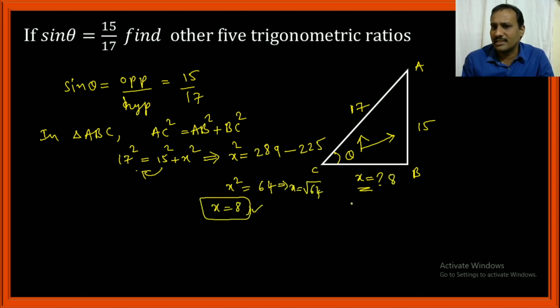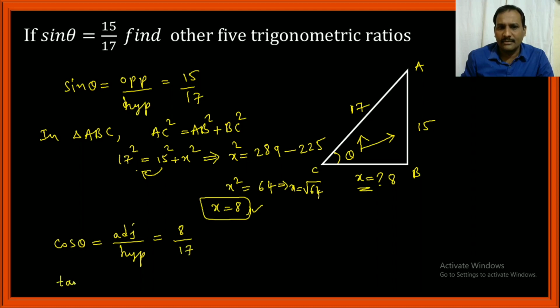Now you got the adjacent side also. Now we have to find all the 5 remaining trigonometric ratios. Cos theta is adjacent by hypotenuse. What is adjacent here? 8 by hypotenuse is 17. Then tan theta. Tan theta is opposite side to theta by adjacent side. What is opposite side here? Opposite side to theta is 15 by adjacent side is 8.